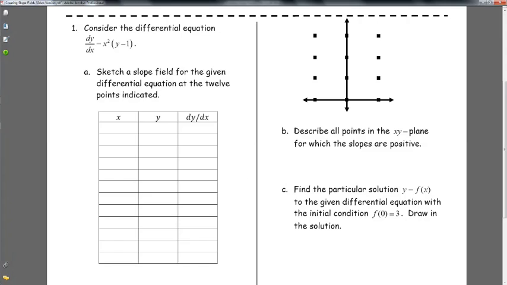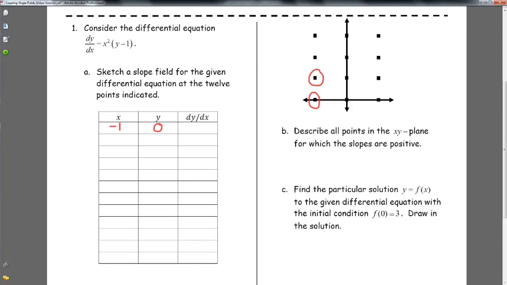Alright, number 1, consider a differential equation dy/dx is equal to x squared times the quantity y minus 1. Part A is sketch a slope field for the given differential equation at the 12 points indicated. If you notice, I have all these little dots, and these are going to be my coordinates. For example, I could use this coordinate right here, which is (-1, 0). On my table, I'm going to write in (-1, 0).